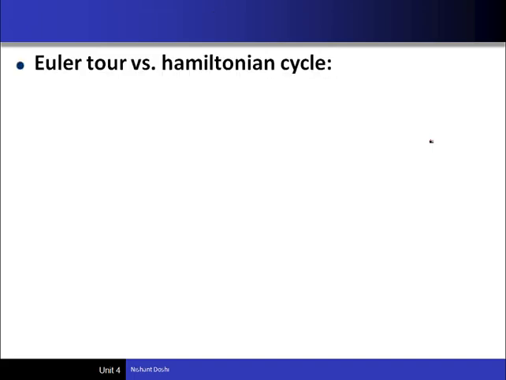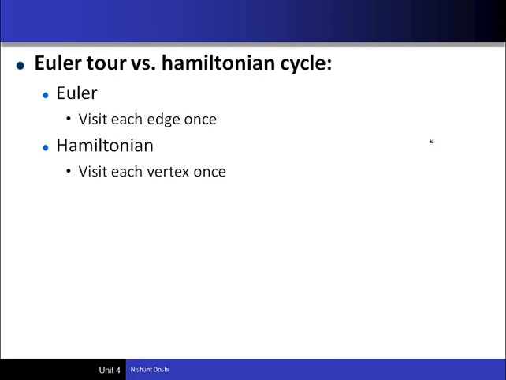Okay. The second problem is the Euler tour and the Hamiltonian cycle. So what is the Euler tour? In a given graph with edges and vertices, you have to find a particular path that visits each edge only once. That is a polynomial time algorithm, while the Hamiltonian is just a kind of reverse twist. In place of an edge, now you have to visit each vertex once. That is the Hamiltonian path problem.